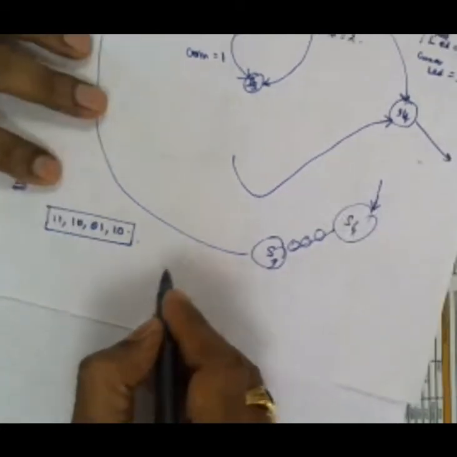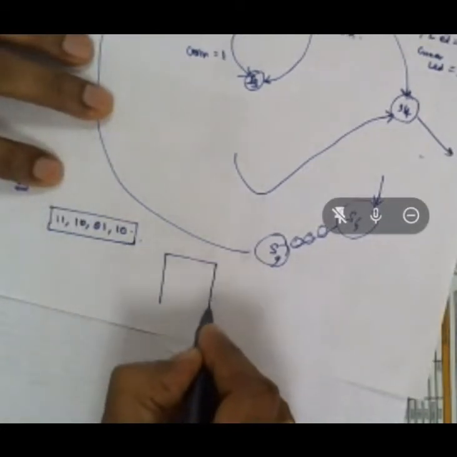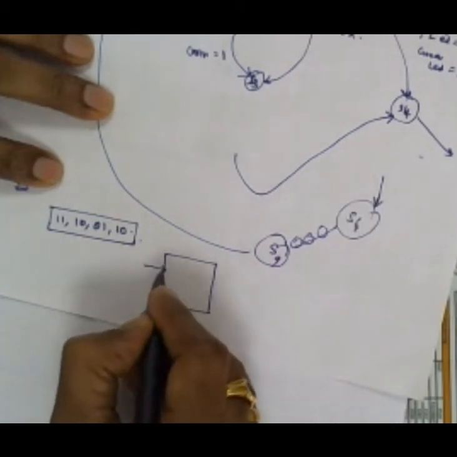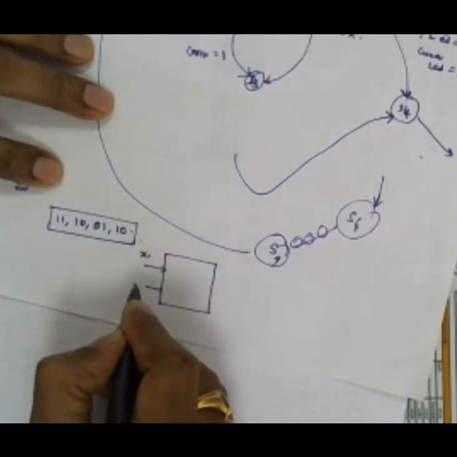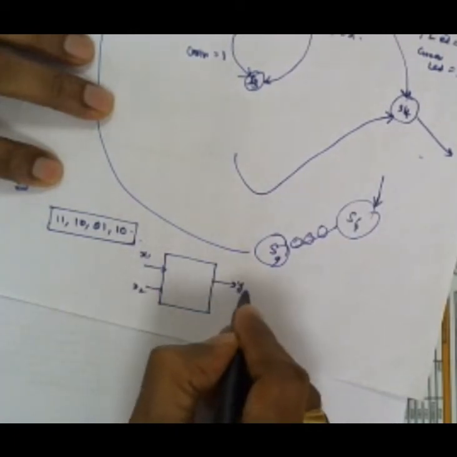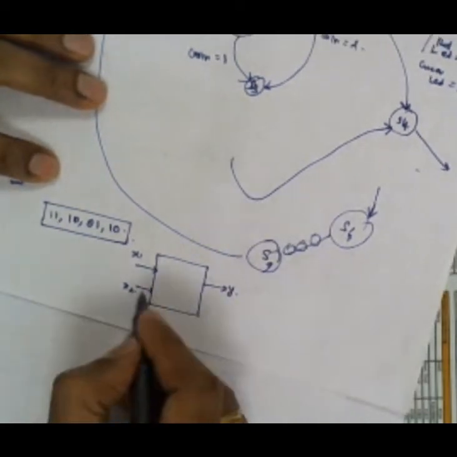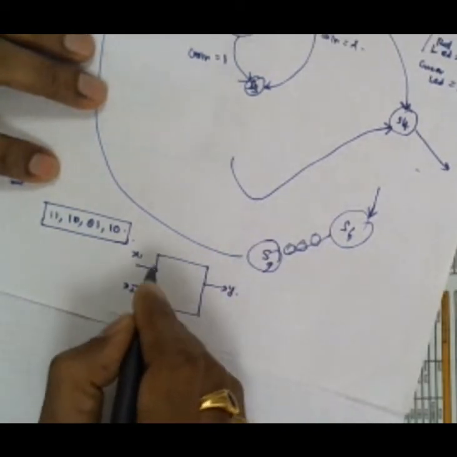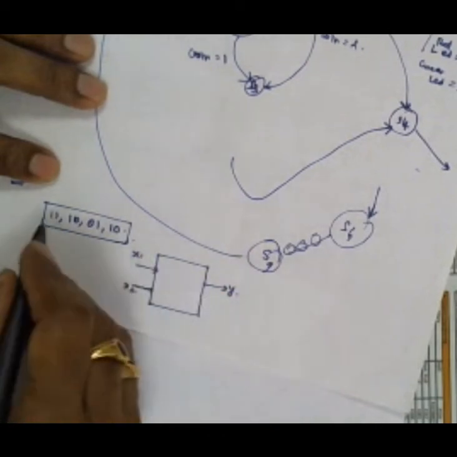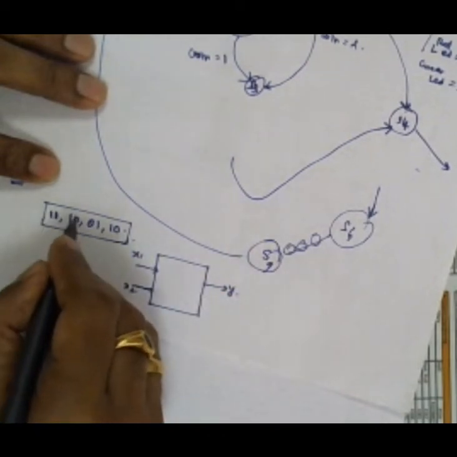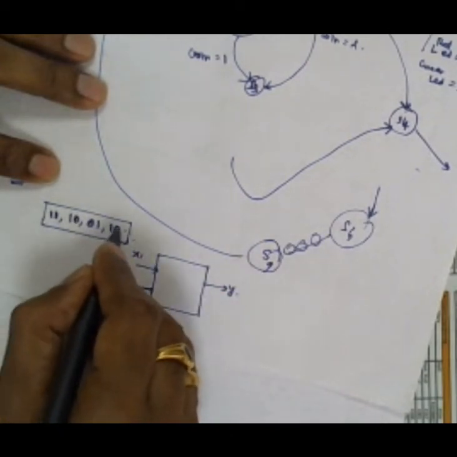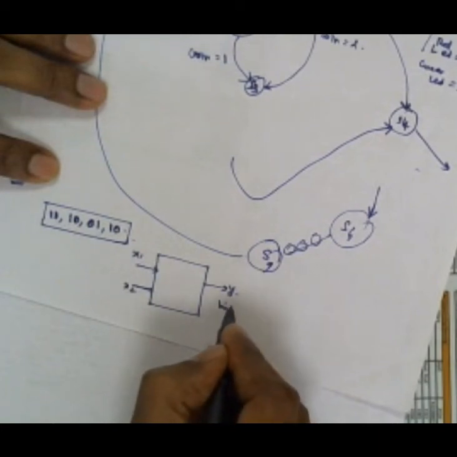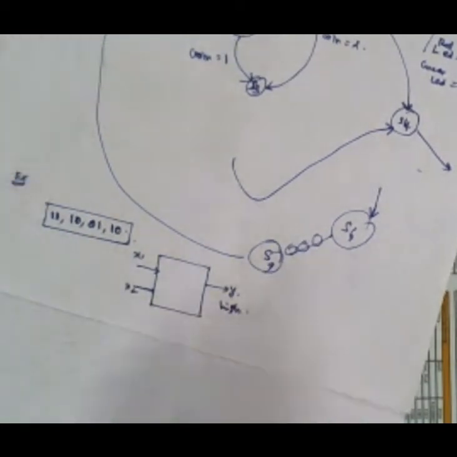What is the idea now? There are two inputs now, x1, x2, and only one output, y1. So parallelly the system is reading inputs. So the input is 1, 1, and then 1, 0, and then 0, 1, and then 1, 0. The output should be high. Otherwise the output should be 0. This is the parallel input.